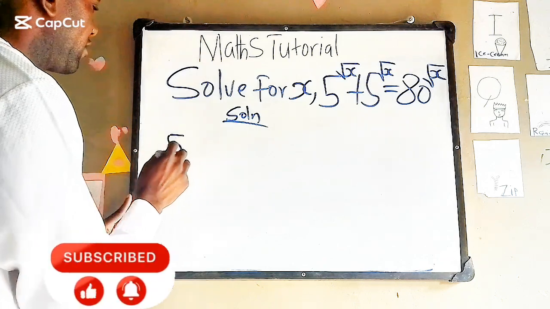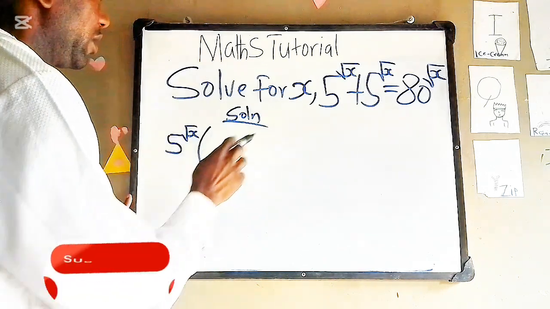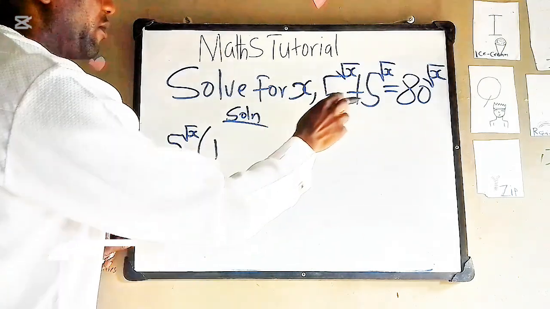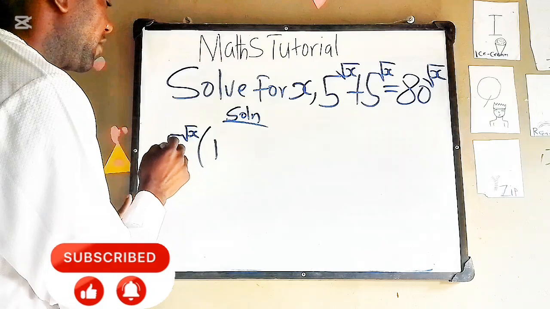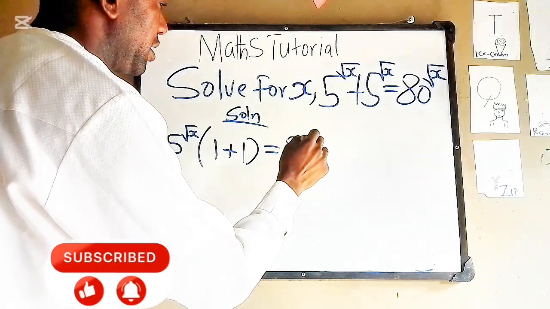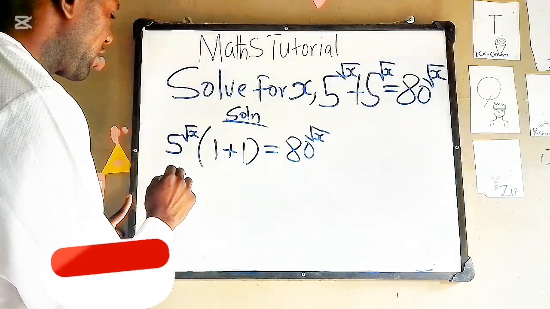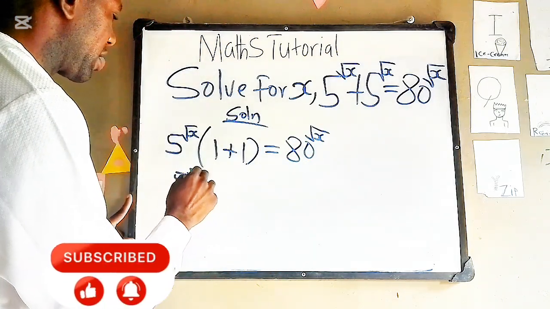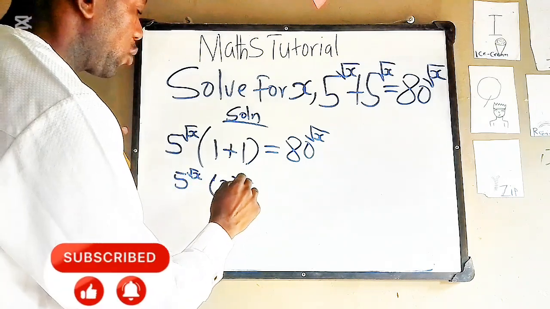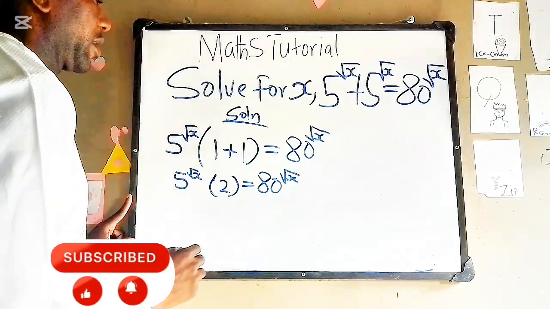Which is what? 5 raised to power root x into the bracket of 5 divided by this. We are going to have 1. 5 raised to power root x divided by 5 raised to power root x, you have 1 also, equals to 80 to the power of root x. So at this point you have 5 raised to power root x into the bracket of 2 equals to 80 to the power of root x.